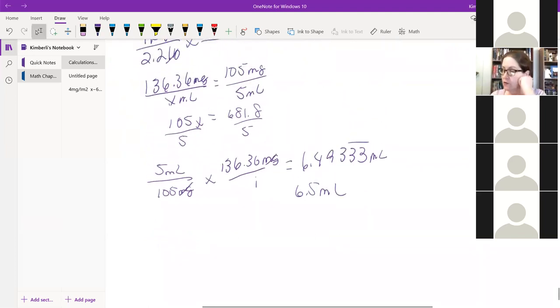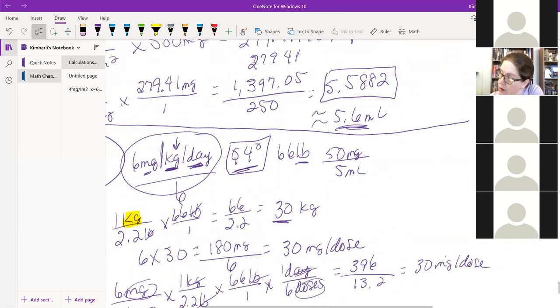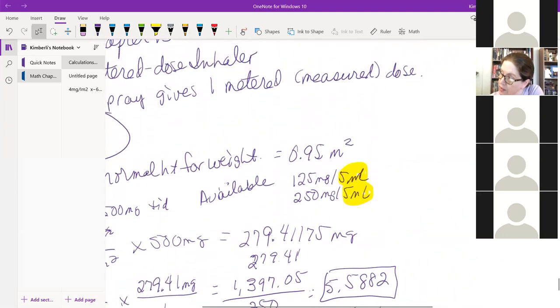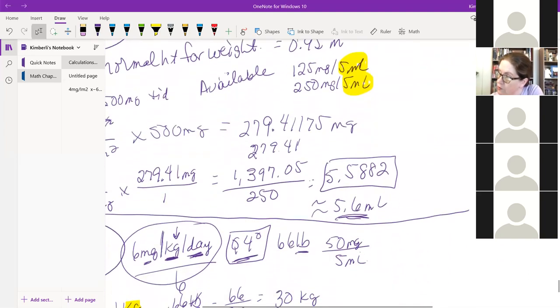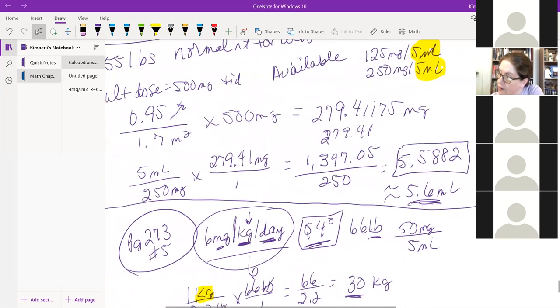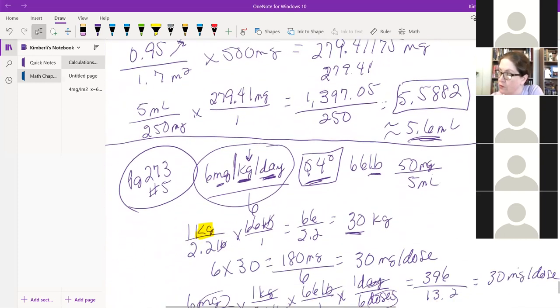Okay, so let's see. On the first one that we did, that was normal height per weight.